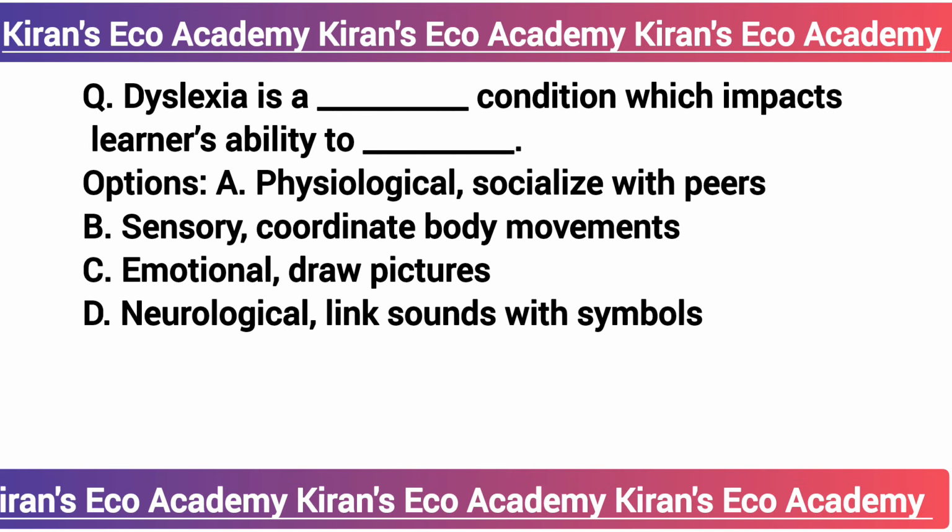Question number 1. Dyslexia. Dyslexia is a dash condition which impacts learners' ability to dash. Options: A. Physiological, socialize with peers. Option B. Sensory, coordinate body movements. Option C. Emotional, draw pictures. Option D. Neurological, link sound with symbols.